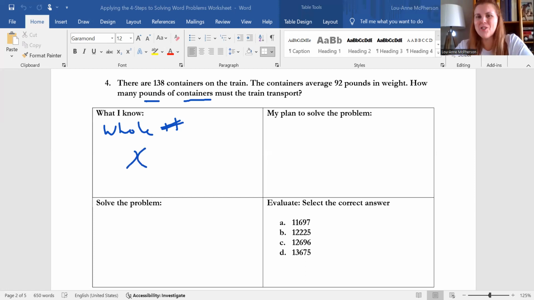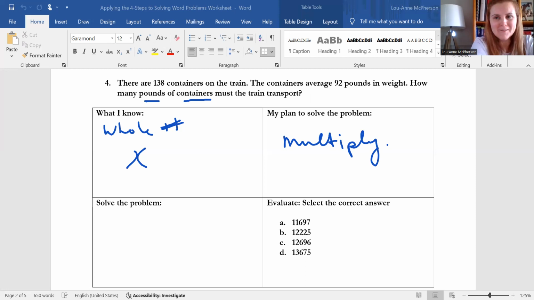We're going to move on to number 2. Plan to solve your problem. Once you know what you need to do, then you can go ahead and start to plan to solve your problem. We have to figure out how many pounds of containers must the train transport. So how many pounds? In this case, we're going to multiply. If you've come back and you wrote multiply in the comments, you're correct.